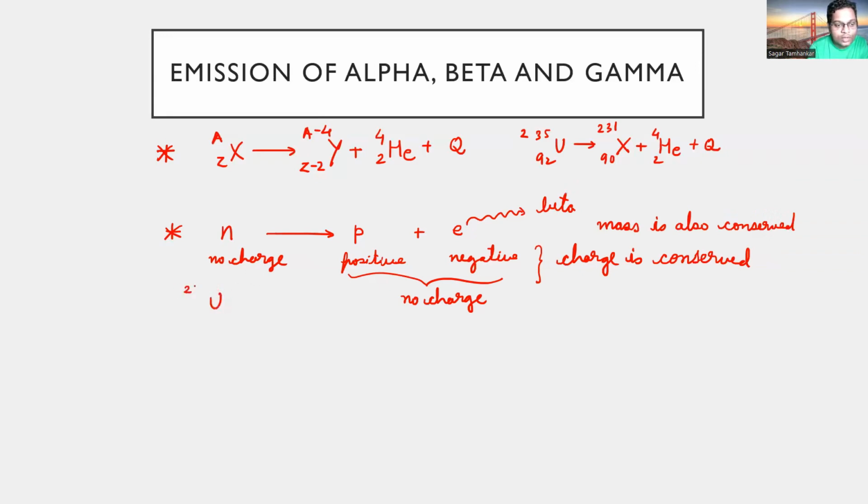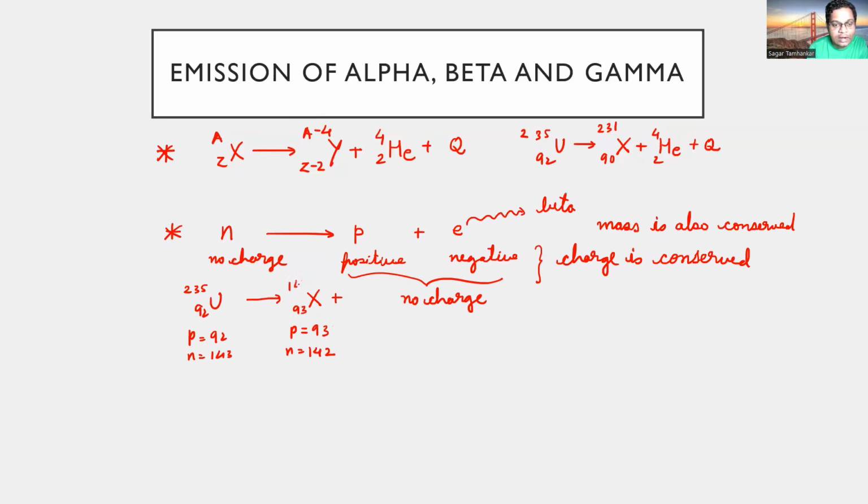So uranium is 235 and 92. That means the number of protons is 92 and the number of neutrons is 143. Now, when uranium gives out a beta particle, what does that do? As I said, a neutron is getting converted to a proton. So the number of neutrons becomes 142 and the number of protons becomes 93.